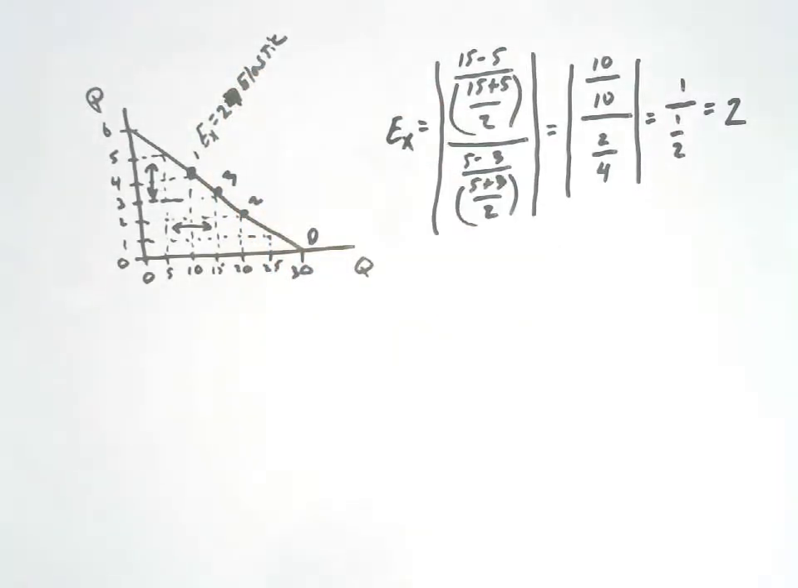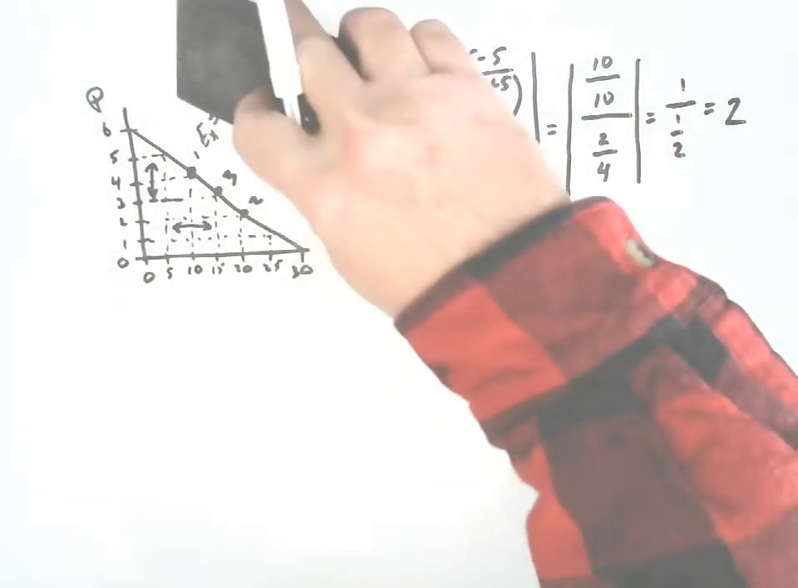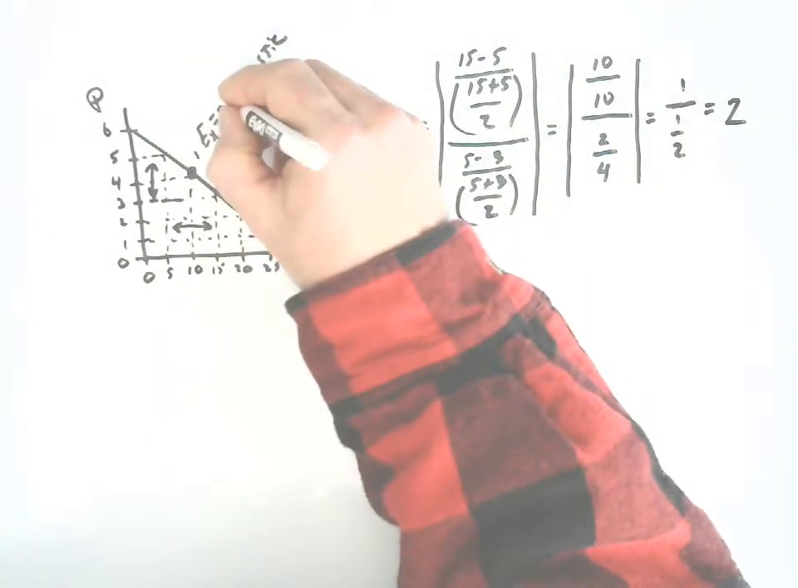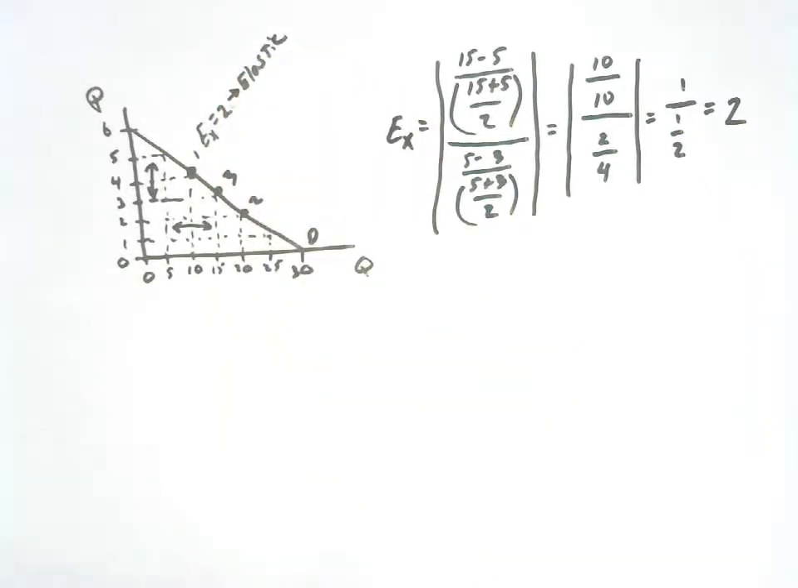Let's calculate another one. Let me just clean that up right there so it's not as confusing. That's supposed to be an arrow. Oh, my drawing leaves something to be desired.